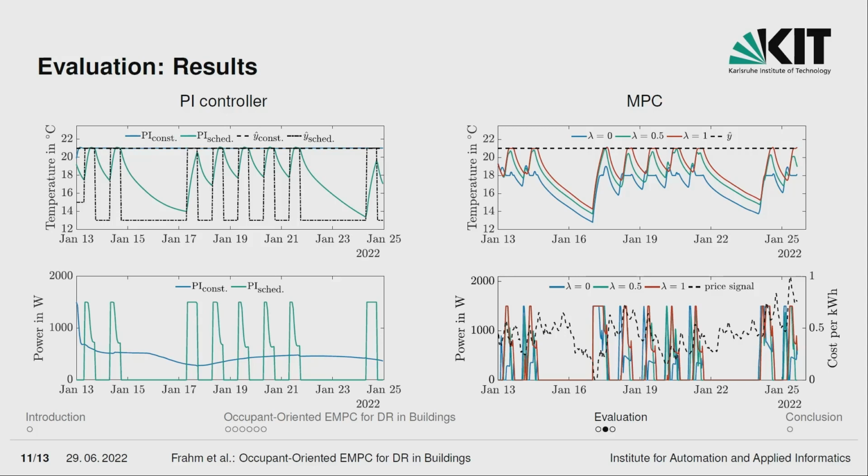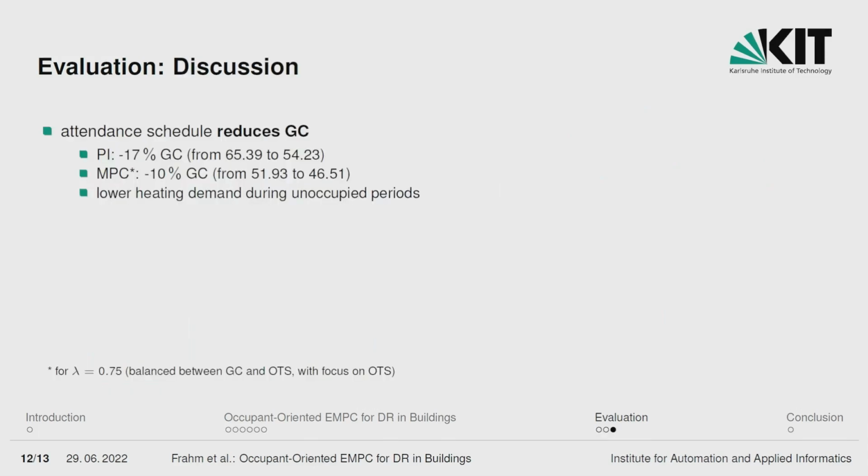What we also can see is that the heating is reacting on the price signal, that we are heating more when the price is low. Now we discuss the results with respect to the KPIs, the grid costs, and the occupants' thermal satisfaction.